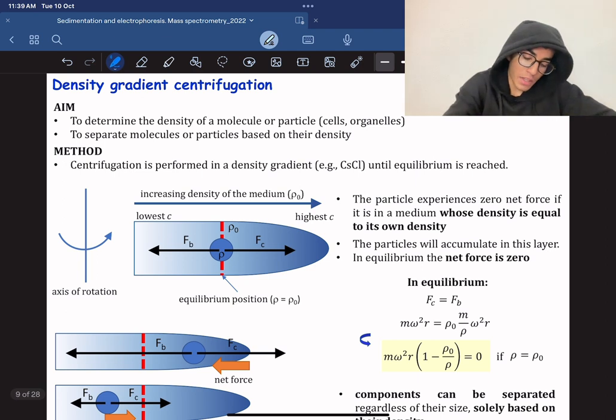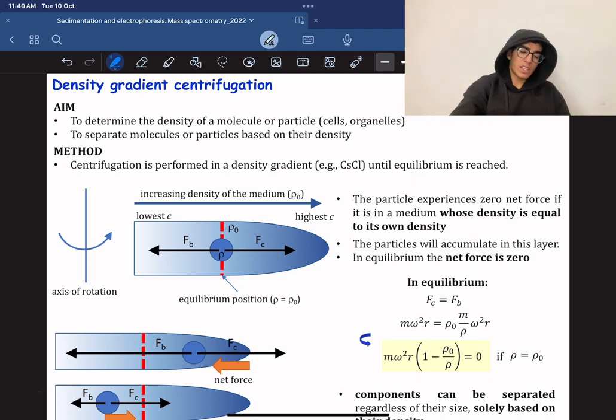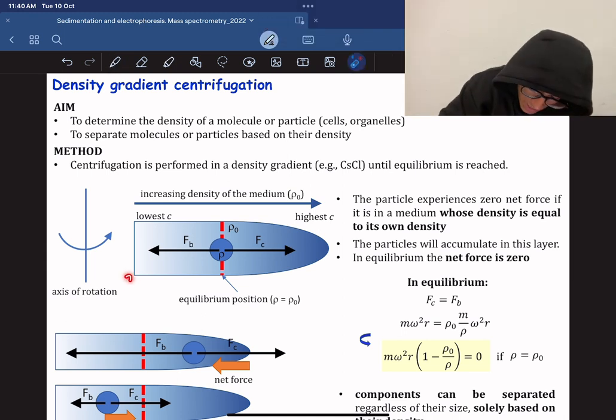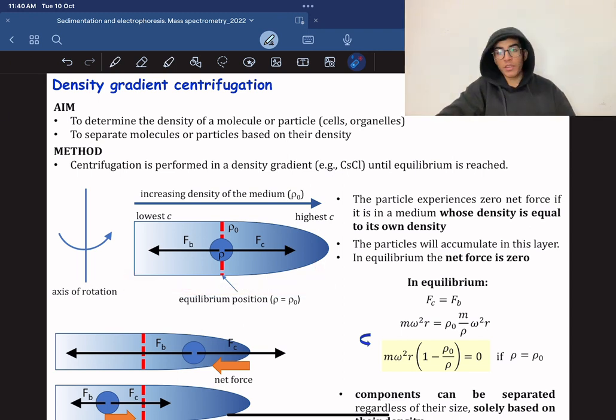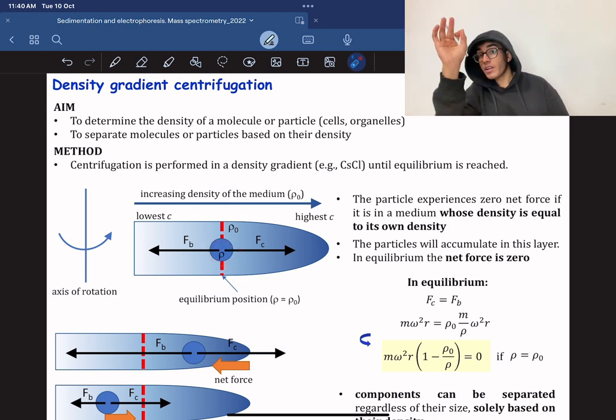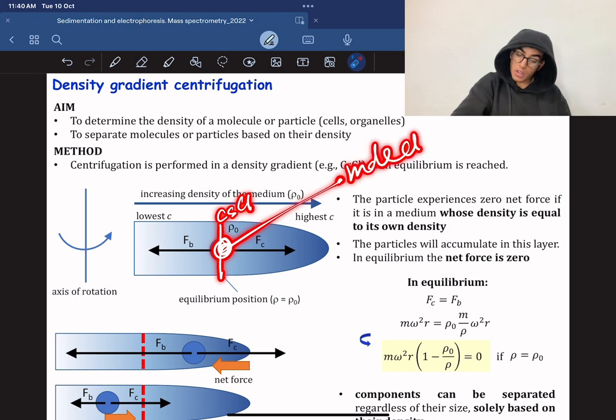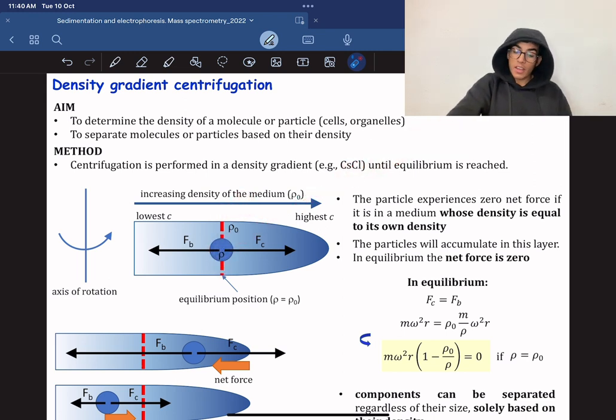So what happens in this method? Same thing happens. We use a centrifuge. We put the macromolecule in a test tube. But we create, as you can see over here, a density gradient in the buffer of the test tube. So when we spin it, the molecule is going to stop at a point. At what point? It's going to stop at the point where the density of the CsCl is equal to the density of this molecule. Okay?